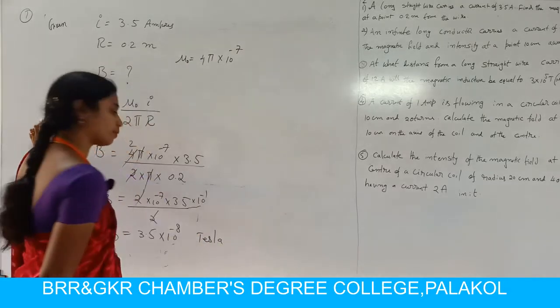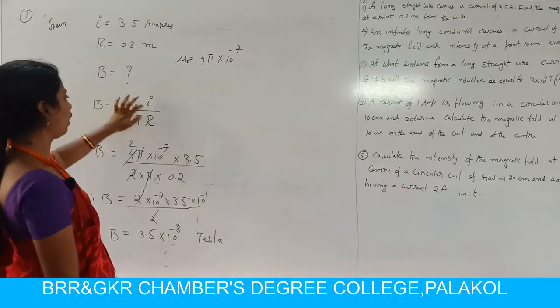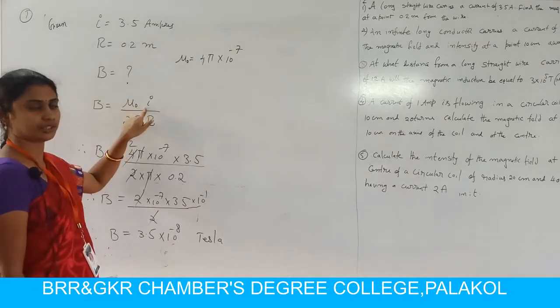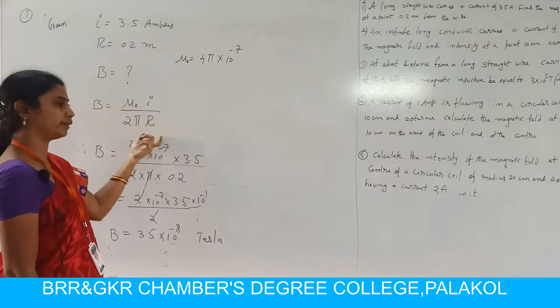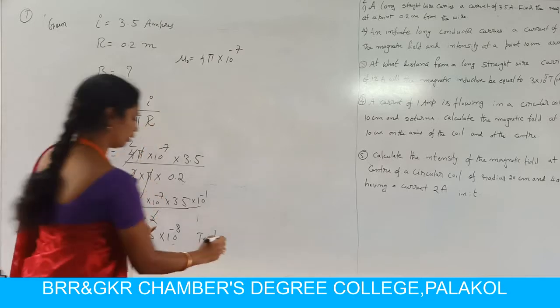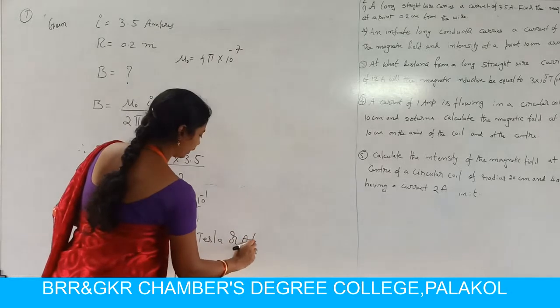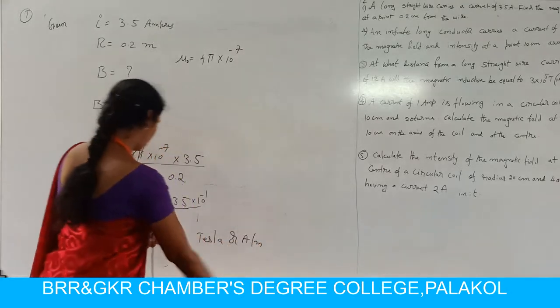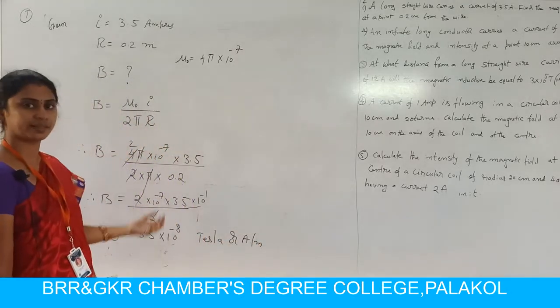Both the units for this magnetic field induction, because here the current flowing through the conductor has units of amperes, and the distance is in meters, we can write also ampere per meter. Okay, these are the units for this problem. I hope you are following the first problem.